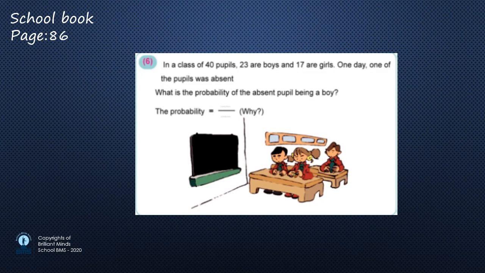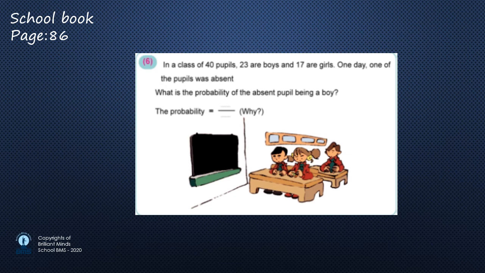Okay, we go back to the book again. Page 86. Question number 6. We have a class. Inside this class, we have 40 pupils. So the total number of boys and girls together equals 40 pupils. How many boys? 23. How many girls? 17. One day, one of the pupils was absent. What is the probability of the absent pupil being a boy?